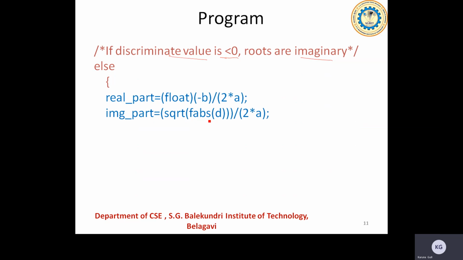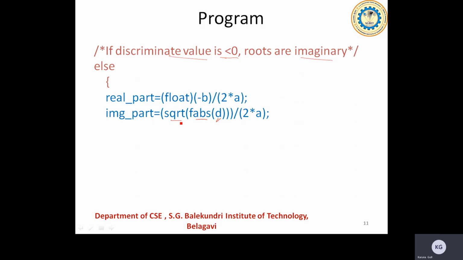So the imaginary part is already a floating point value. No need of converting it into a floating point value here. Square root of fabs, right? This is a minus value, so I cannot find the square root of a minus value. That's why I'm converting that into an absolute value.